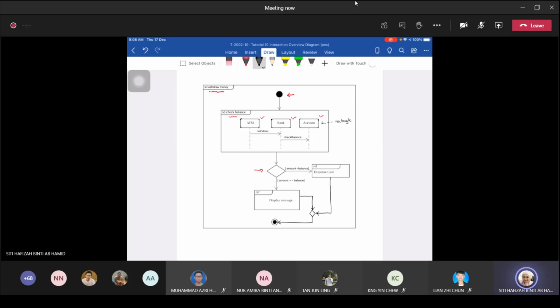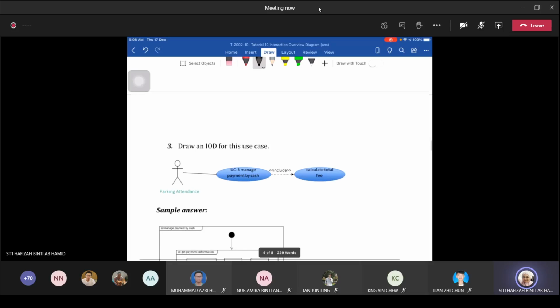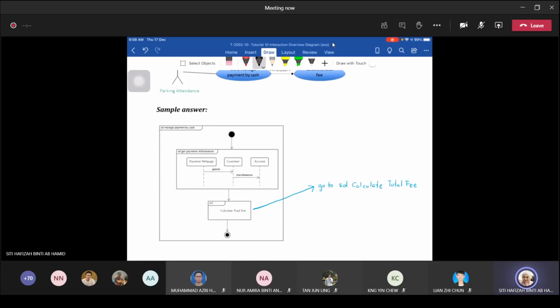So the next one is: draw an IOD for this use case. Since again this question has no detail, it's just like this, so you can have many assumptions. But what we want to teach you is more like how are you going to use this include, right? How are you going to cover the include? So what you can do, this is another sample answer. So you can have, right? Let me zoom in.